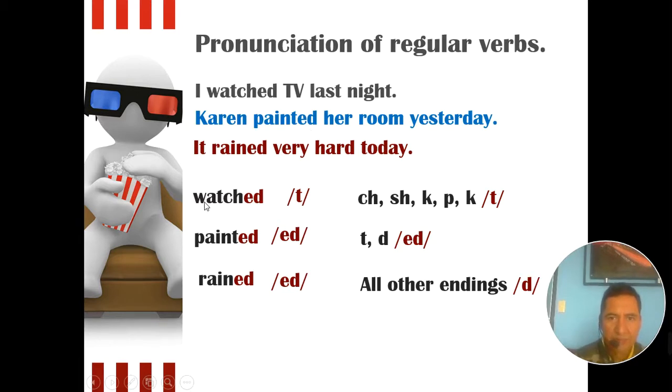And we have different rules in English to check pronunciation. Verbs ending in ch, sh, k, p, and t, the past tense verb is going to sound like a t. For example, watched. Another example, washed. When we have a verb ending in T or D, the pronunciation is going to be ed. For example, painted. Other examples, waited, expected, etc. All other endings are going to have the pronunciation d. For example, rained, loved, etc.